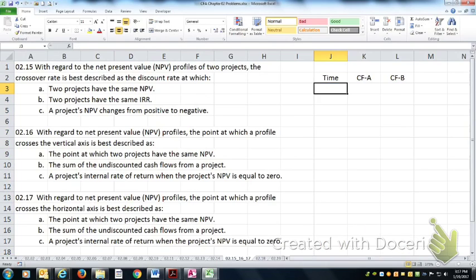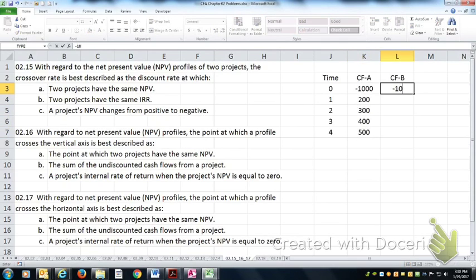And we're going to construct NPV profiles. Times 0, 1, 2, 3, and 4. CFA costs $1,000 up front and then brings in $200, then $300, then $400, then $500. CFB costs $1,100 up front, brings in $600, $500, $400, $100. Okay?